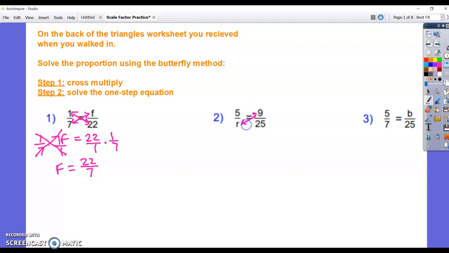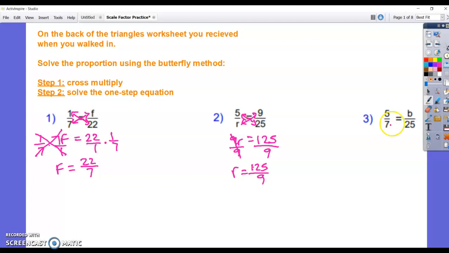R times 9 gives me 9r. 5 times 25 gives me 125. Divide both sides by 9. So r is equal to 125 over 9. Okay, so that was just the second option to get r by itself. You could multiply by the reciprocal or divide by the coefficient, the number in front of the variable, because 9 divided by 9 gave me 1r.